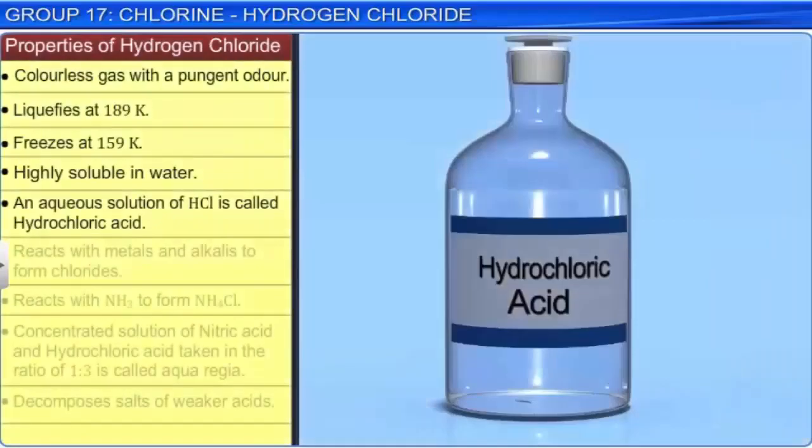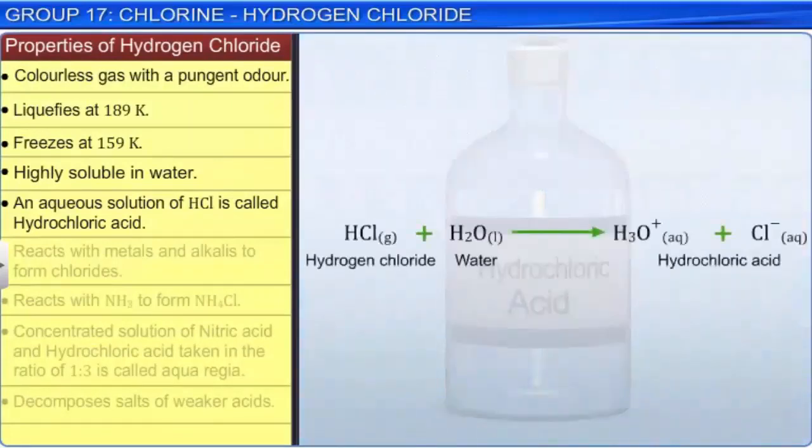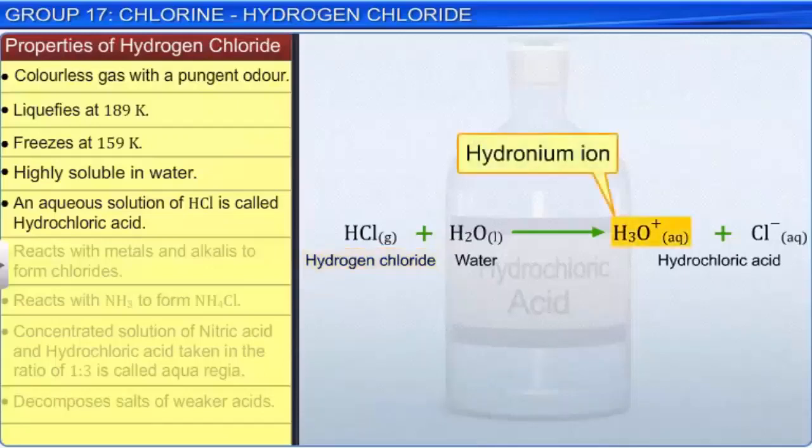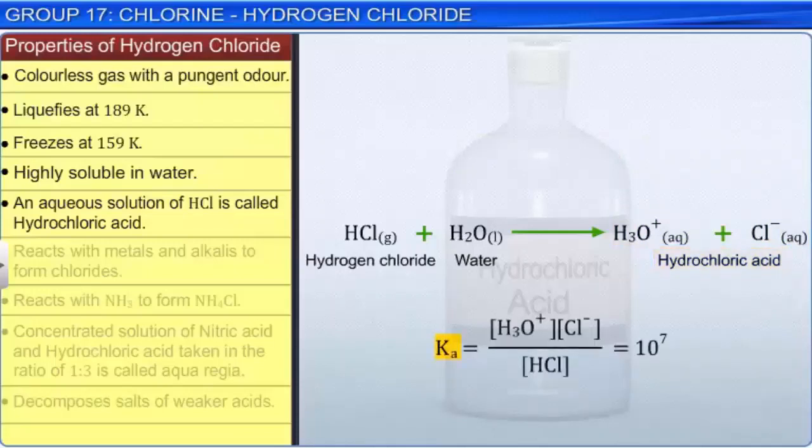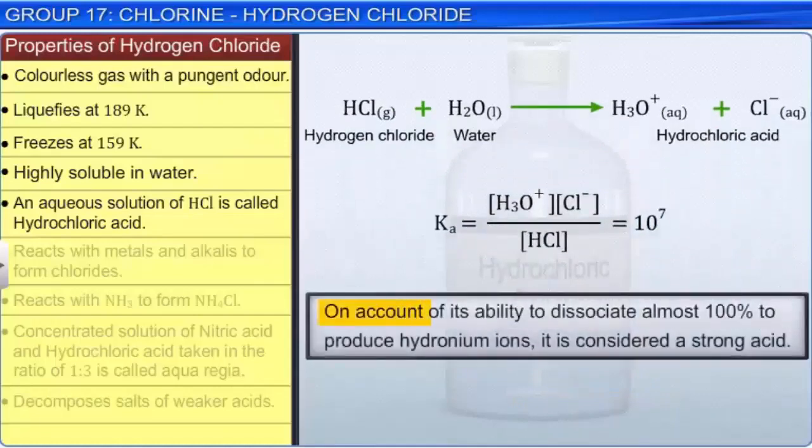An aqueous solution of hydrogen chloride is called hydrochloric acid. An aqueous solution of hydrogen chloride undergoes ionization to produce hydronium ions and chloride ions. The ionization of hydrochloric acid, along with the Ka value, is shown here. The larger value of the dissociation constant indicates that hydrochloric acid is a strong acid. In other words, on account of its ability to dissociate almost 100% to produce hydronium ions, it is considered a strong acid.